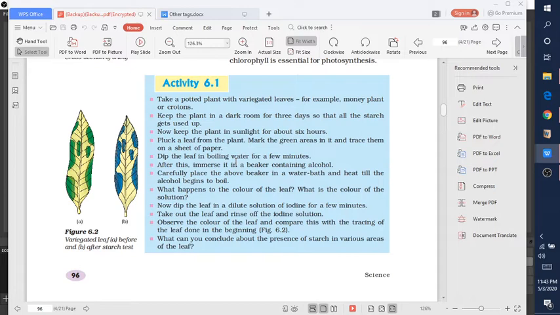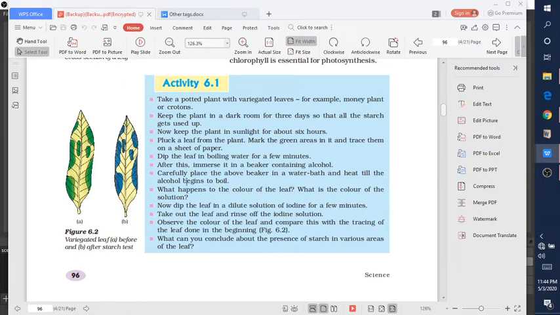So you have to keep this potted plant in a dark place for 3 days, and after this you have to keep the plant in sunlight for about 6 hours. Pluck a leaf from the plant, mark the green areas in it and trace them on a sheet of paper. Now dip the leaf into boiling water for a few minutes. After this, immerse the leaf in a beaker of alcohol. Now carefully place the beaker in a water bath and heat till the alcohol begins to boil.